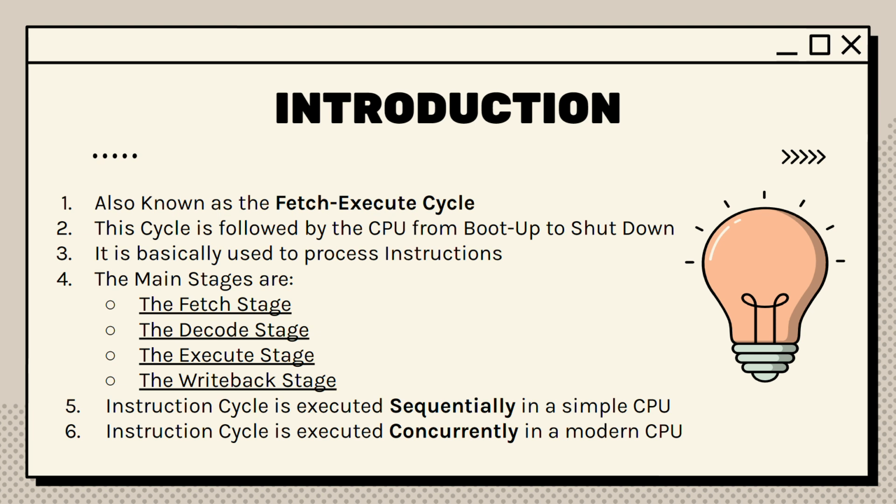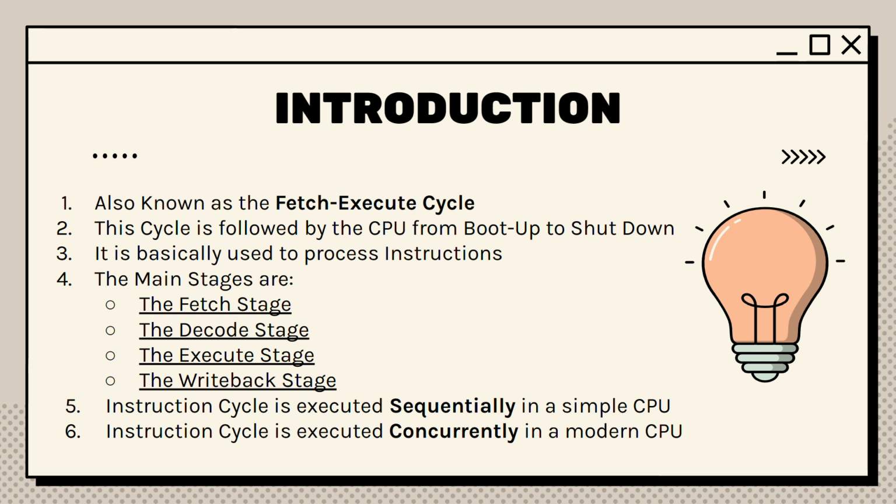The next is the execute stage. The CPU performs the operations indicated by the instruction. The next is the write-back stage. The results of the execution are written back to memory or a register. In a simple CPU, the instruction cycle is executed sequentially, meaning each stage completes before moving to the next. In modern CPUs, the instruction cycle is executed concurrently, with multiple instructions being fetched, decoded and executed simultaneously, using techniques like pipelining and out-of-order execution.